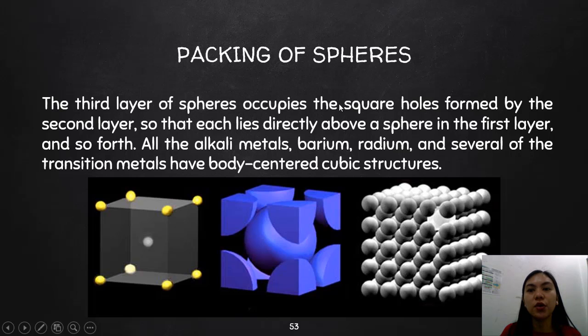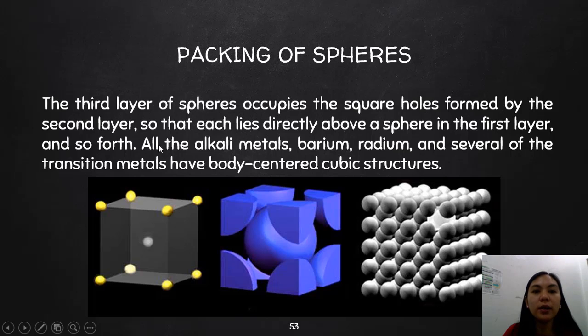The third layer of the spheres occupies the square formed by the second layer so that each lies directly above the sphere in the first layer. So, if this is your first layer, tapos yun yung second layer mo, yung third layer mo, parang the same lang siya ng pagkakastack dun sa first layer mo. Diba? So, dito sa structure na to, your first layer is packed the same as your third layer, and the same as your fifth layer, and the same as your seventh layer, and the same as your ninth layer. Tapos yung second, fourth, sixth, and eighth layer, pareho sila ng pagkaka-pack.